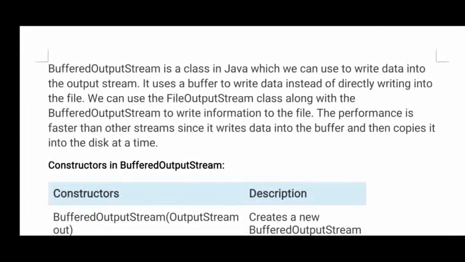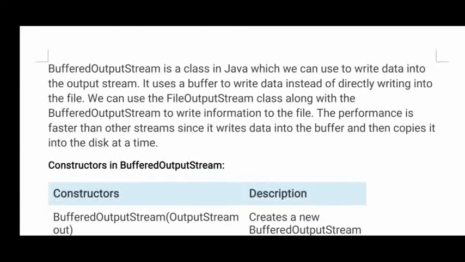It uses a buffer to write data instead of directly writing information into the file. For example, I want to update some content in that particular file. Instead of directly updating that file, whatever data you are writing, first it will go to the buffer and from the buffer it will go to the file. So instead of writing the data directly into the file, in between we are using a buffer.